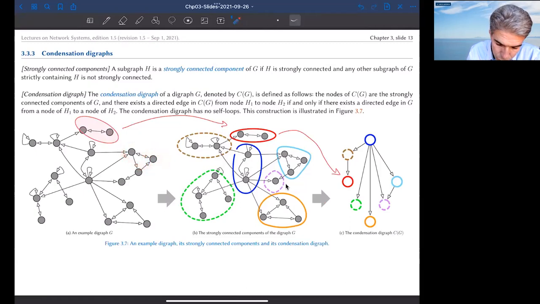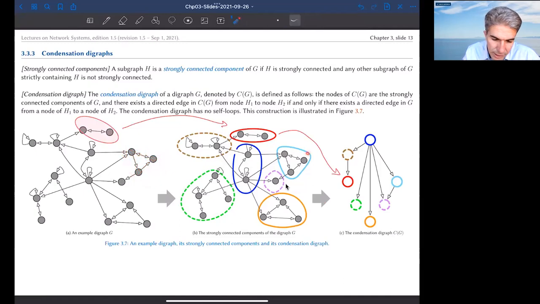Now, also you can go 1, 2, 3, right? So then this is strongly connected. And it's maximal in being strongly connected. It's a subgraph. As a subgraph, it's strongly connected, and it's maximal in being strongly connected because I cannot add any more edges to it. I cannot add any more nodes to it.